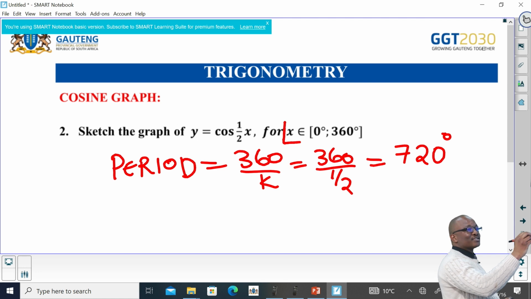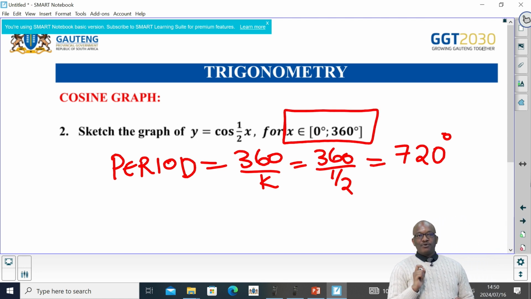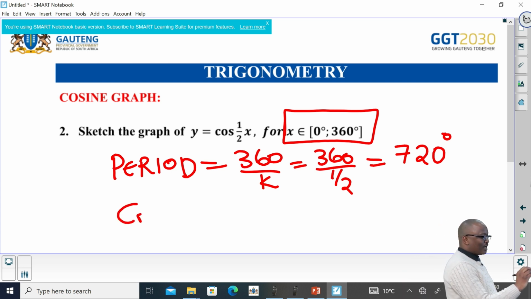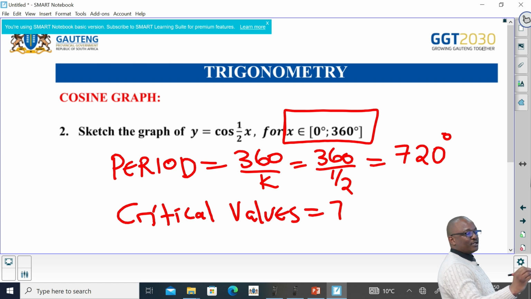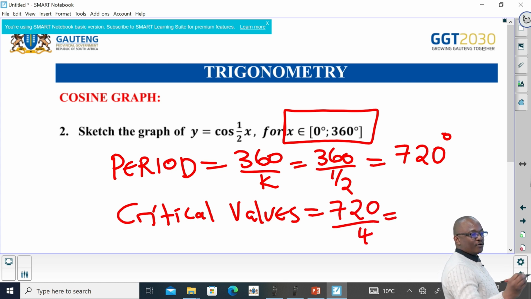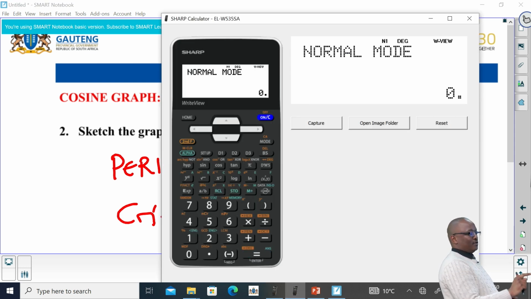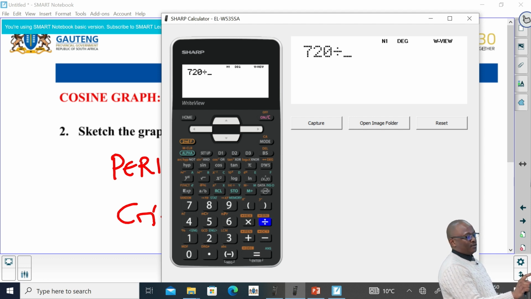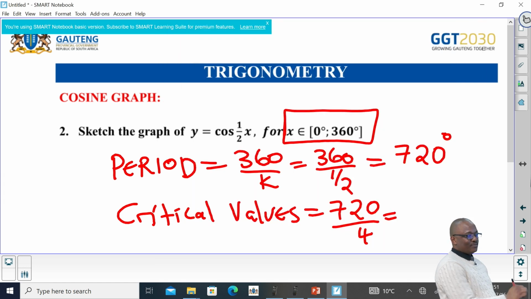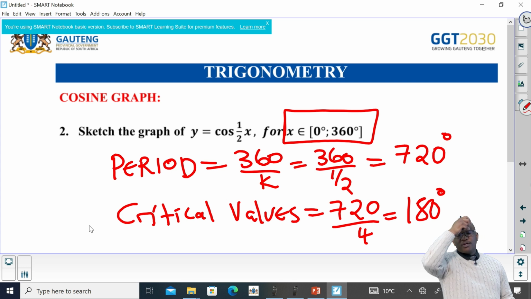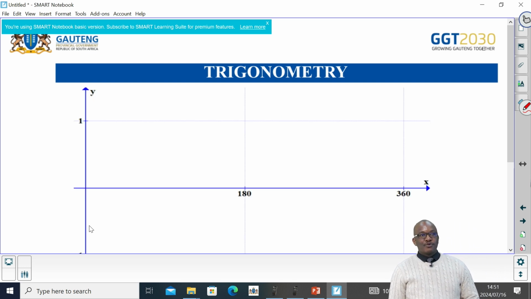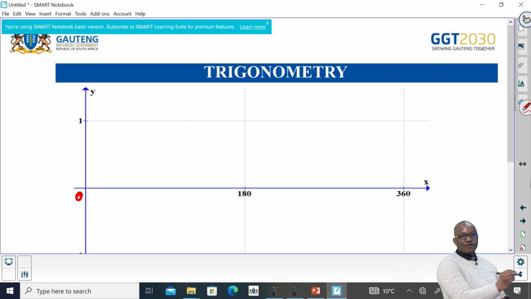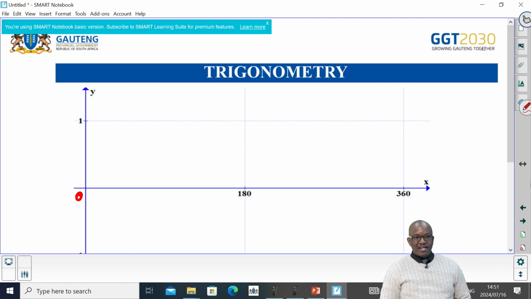But now, they said we must sketch it from only 0 to 360. So, for our critical values now, we are going to say 720 divided by 4. If you say 720 divided by 4, then we are going to get 180. It means our interval in this graph is going in a form of 180. So now, it means we are going to have 0. From 0, if we're saying plus 180, we get 180. And from 180, we're saying plus 180, we get 360. So that's how they want our graph, with an interval of 180.